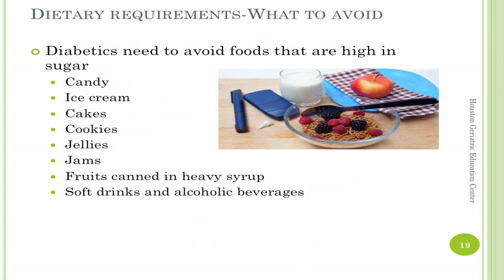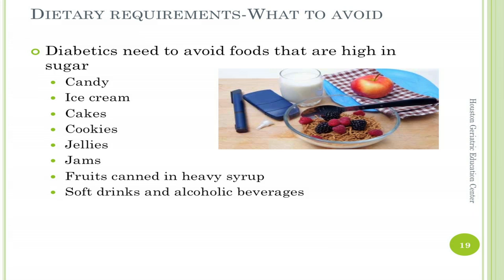There are specific foods to avoid for someone who's diabetic, and basically that is anything that's high in sugar. So candy, ice cream, cakes, cookies, jelly, jam, fruits that are canned in heavy syrup, soft drinks, and alcoholic beverages.